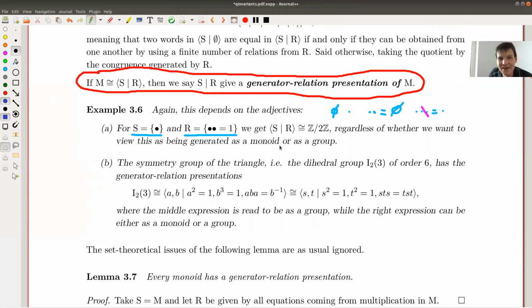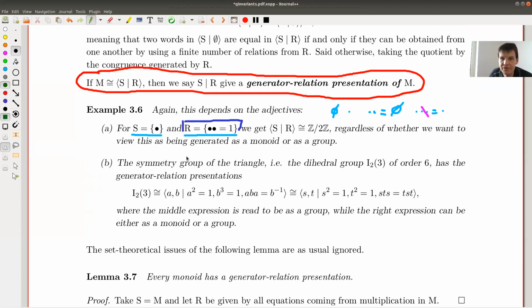But the fun is this relation automatically imposes that your element bullet is invertible. So this is actually the same regardless whether you see it as being generated as a monoid or a group. So yeah, this could also help. Depends a bit. But anyway, the point is you found a generator and relation presentation of Z mod 2. And it wasn't that hard.